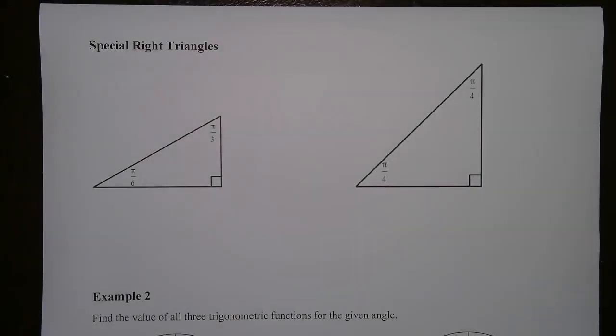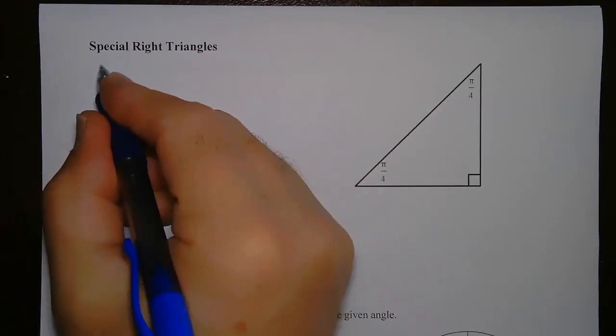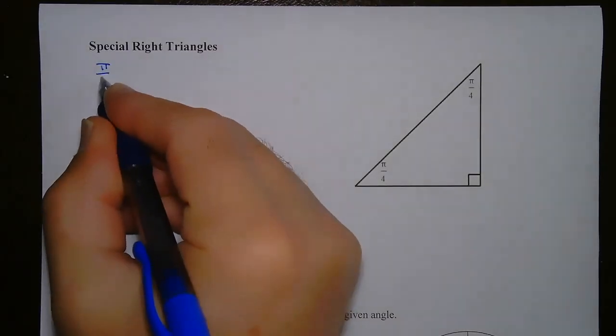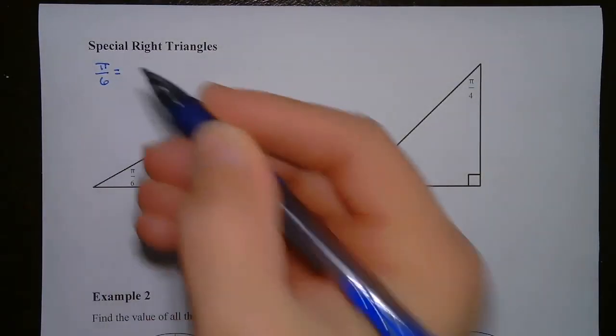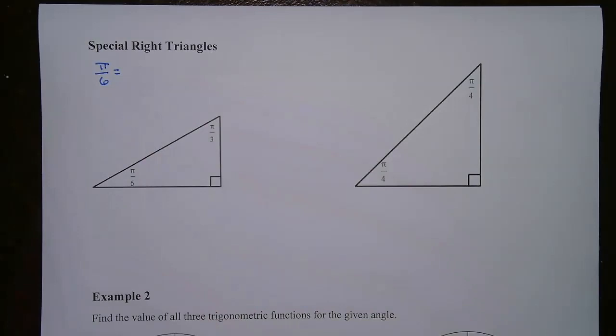Before we get into example two, sorry about that, we need to talk about special right triangles. I forgot about this, okay? All right, so some angles that we need to know right off the get-go, like we just know them, is pi over 6. Pi over 6 is equivalent to what in degrees?